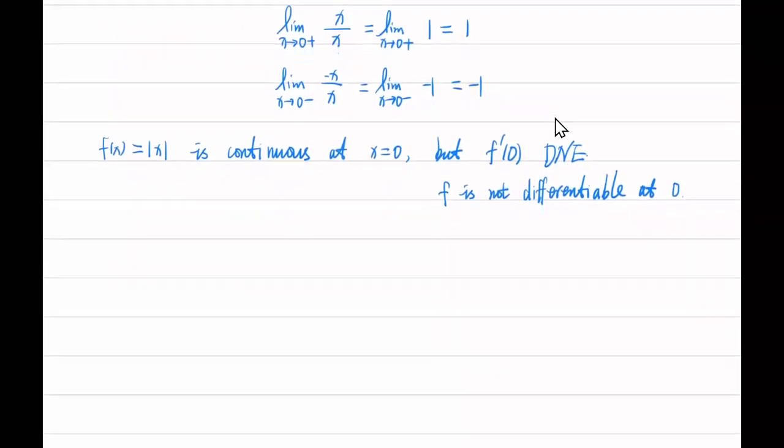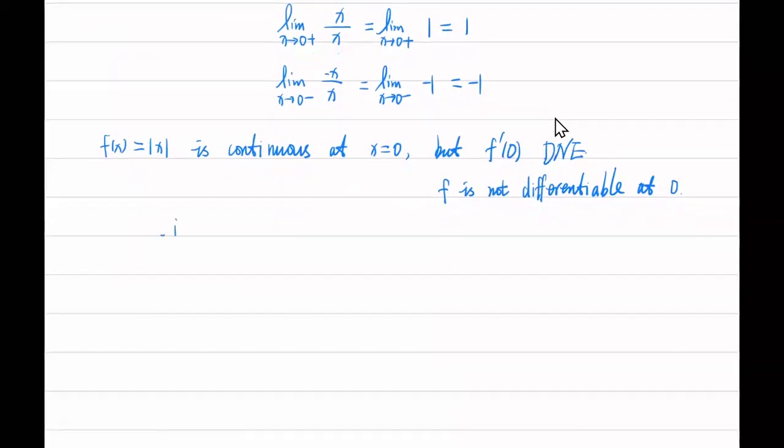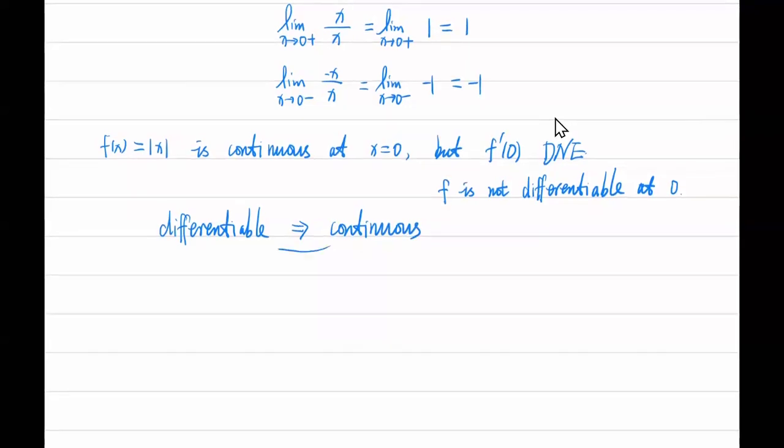So this is a stronger requirement. Now I can conclude: differentiable implies continuous, but not the other way.